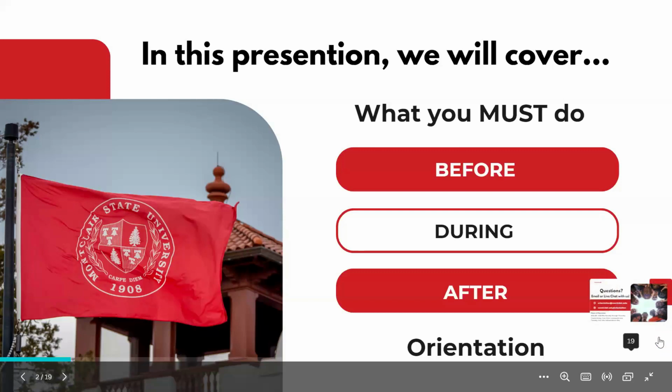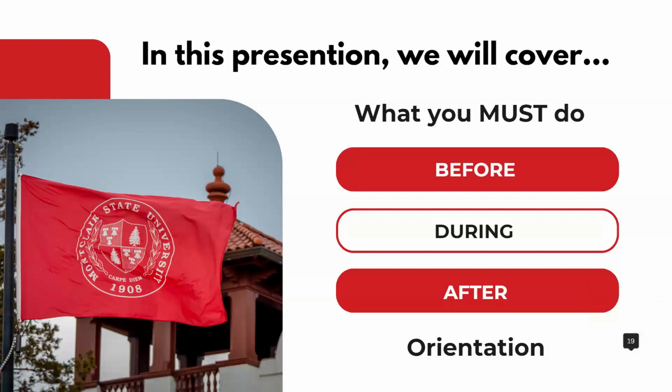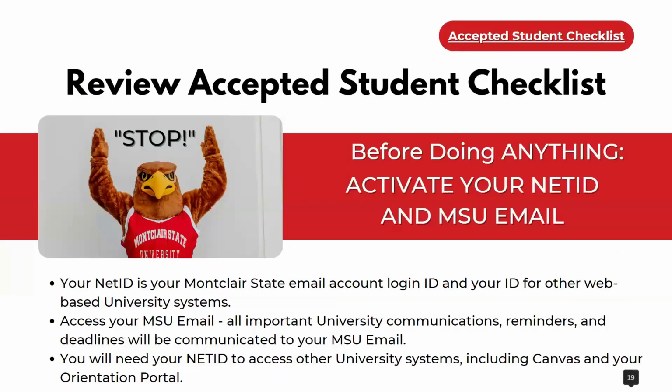In today's presentation, we're going to cover what you must do before, during, and after orientation. First things first, please review the accepted student checklist. Before doing anything else, we need you to activate your Netid and MSU email. Your Netid is your Montclair State email account, login ID, and your ID for other web-based university systems. Access your MSU email. All important university communications, reminders, and deadlines will be communicated to your MSU email. You will need your Netid to access other university systems, including Canvas and your orientation portal.